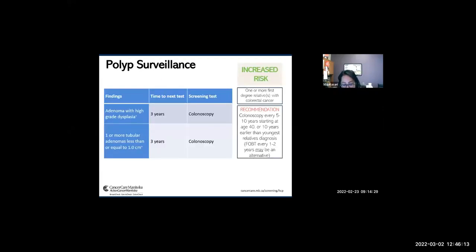Okay, so adenoma with high-grade dysplasia, we repeat the colonoscopy in 3 years, and 1 or more tubular adenomas less than or equal to 1 centimeter, repeat colonoscopy in 3 years. Again, please remember, if 1 or more first-degree relatives with colorectal cancer, the recommendation is colonoscopy every 5 to 10 years, starting at age 40, or 10 years earlier than youngest relative's diagnosis. An FOBT in 1 to 2 years may be an alternative.